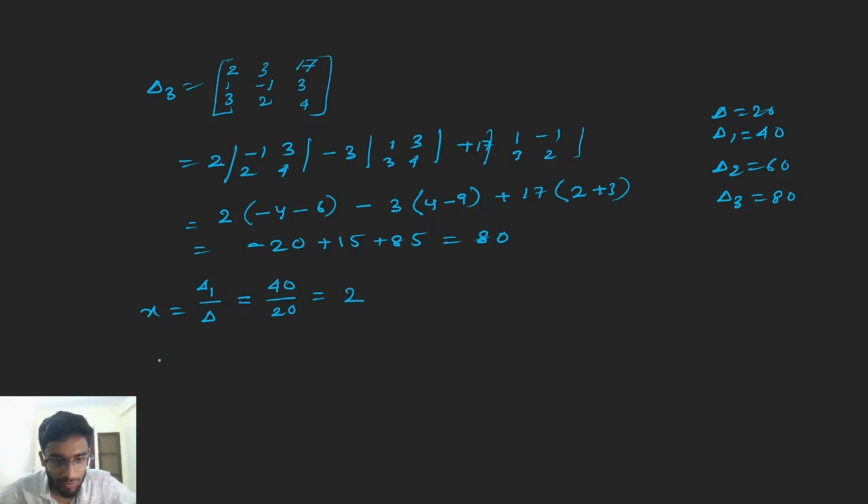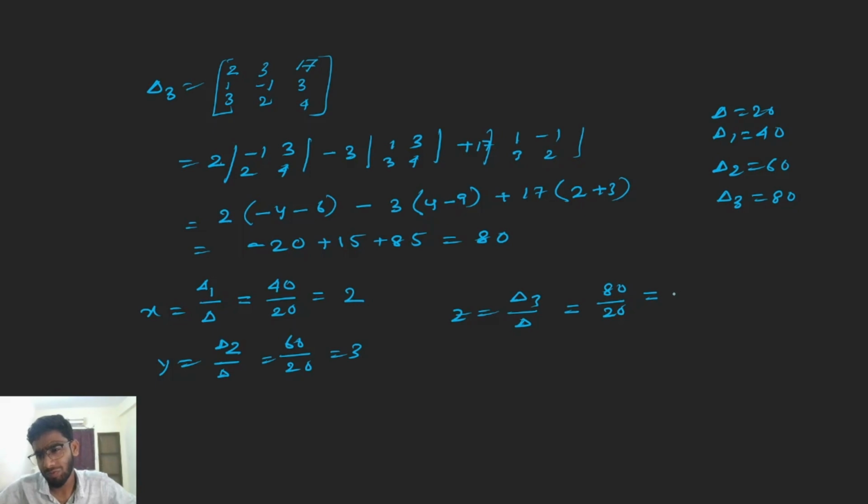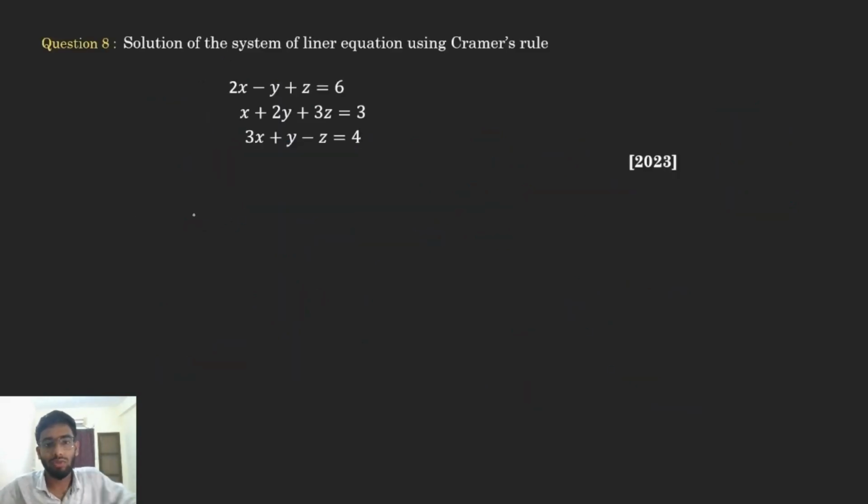It will be 2. Y is del 2 by del, which is 60 by 20, which is 3, and z is nothing but del 3 by del, which is 80 by 20, which is 4. Okay. So now the solution is x equals 2, y equals 3, and z equals 4. Now we can move to the next question.